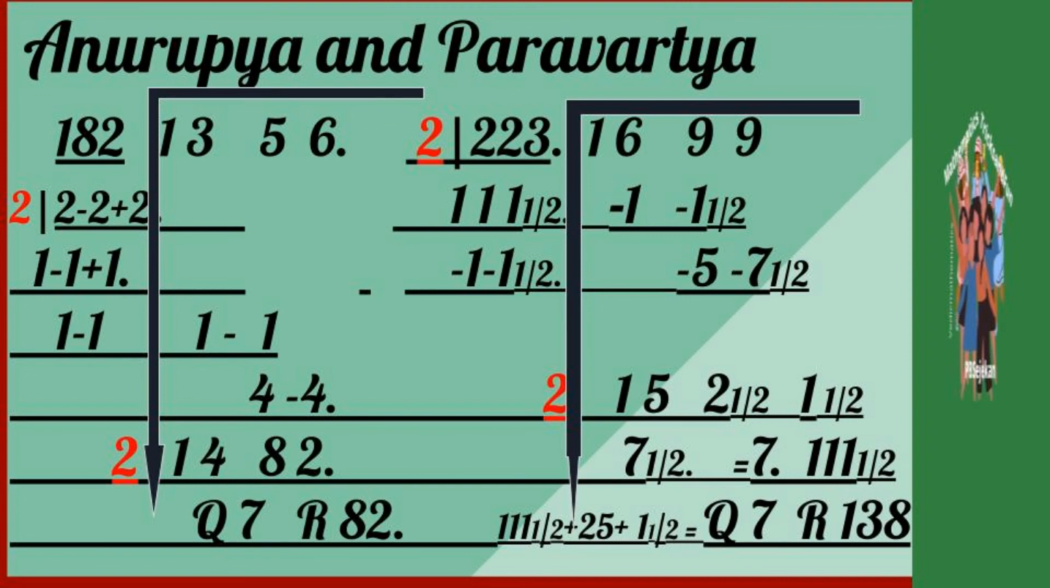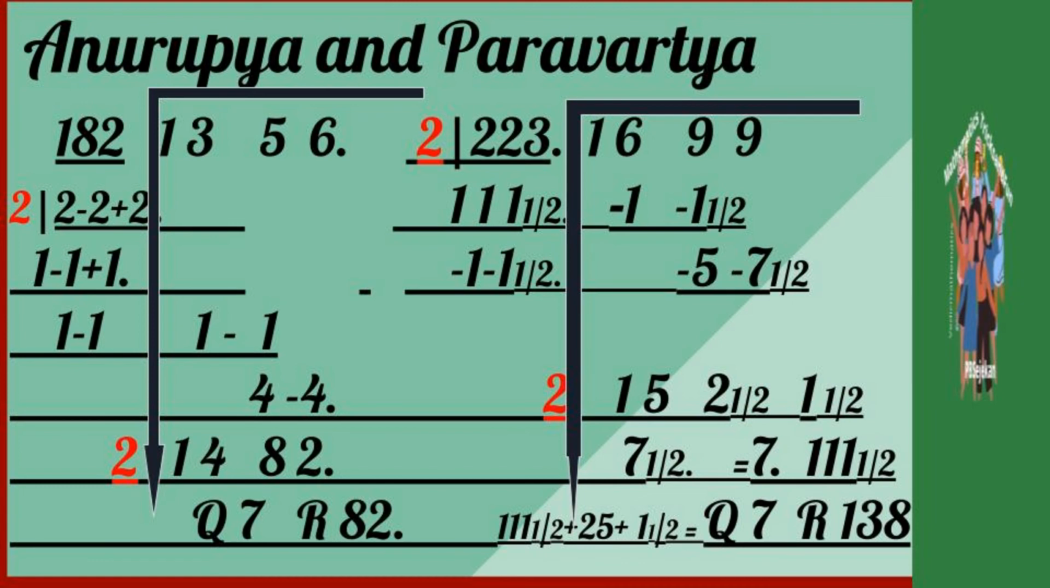By Anurupya Sutra, we can convert it to still smaller digits by dividing by 2. So it becomes 1 minus 1 plus 1, and by Paravartya, finally you get 1 minus 1. Since 2 digits here, we will group it as 13 and a gap and 56. Now, bring down 1 on the quotient side. 1 into 11 gives 11 with respective signs. We will write this below 3 and 5.